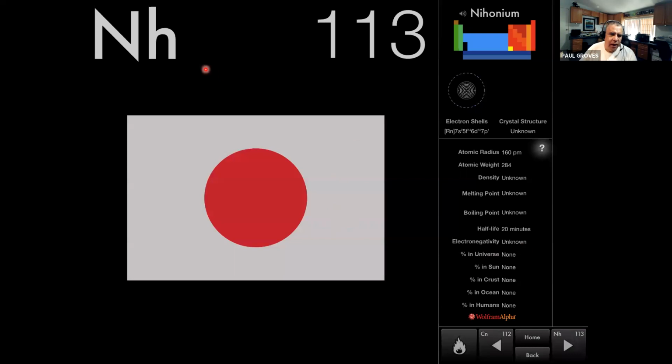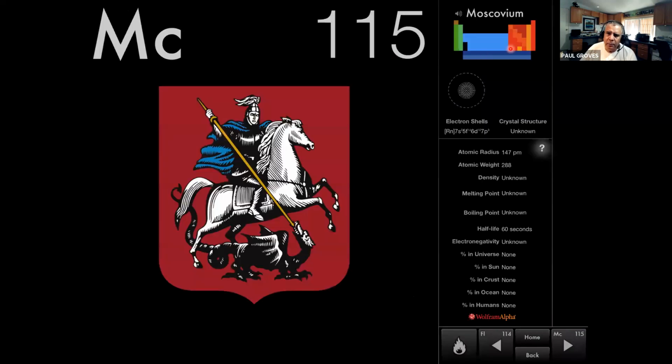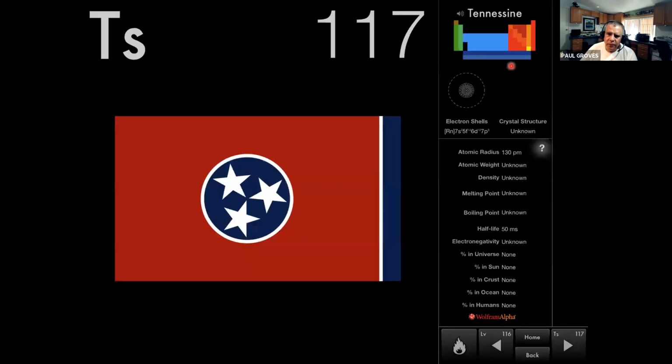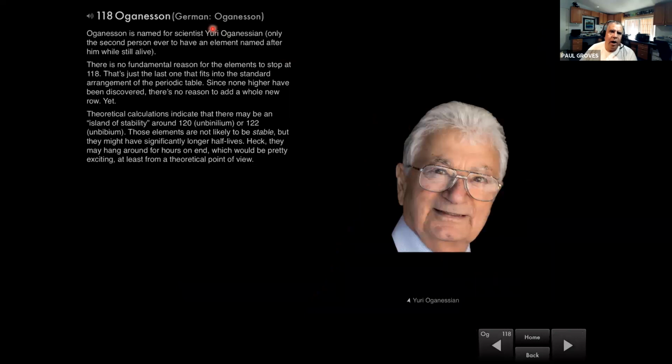Nihonium comes from Nihon, which means Japan. Moscovium means Moscow, for Russia. This one here is from Tennessee; I don't know why Tennessee is in there. And the last one is for Yuri Oganessian. They call the element Oganesson, after one of the scientists who worked on making some of those elements.